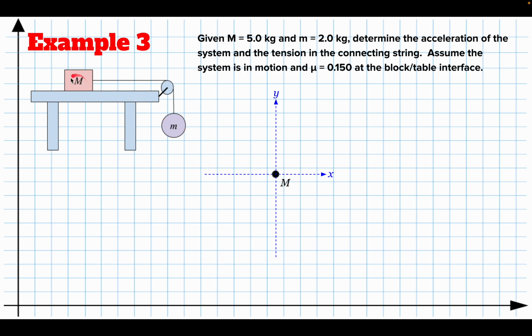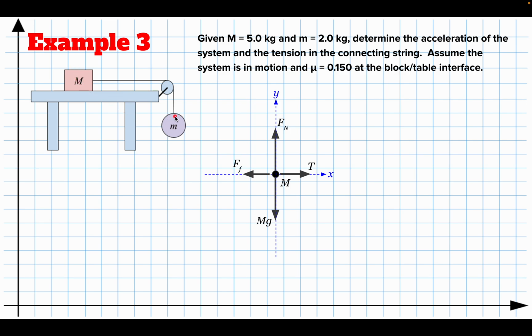Now we've got to draw all the forces acting on M right here. The obvious force is gravity. It points down, and its magnitude is capital M times g. There's a force pushing up on this mass due to the table. That is a normal force. It's the same size as the downwards force, and we'll label that F sub n. The tension in the string is pulling to the right. We'll label that T. And because there's friction between the block and the table, there's a force to the left opposing its motion, and that's the friction force. So those are the forces that act on this mass.